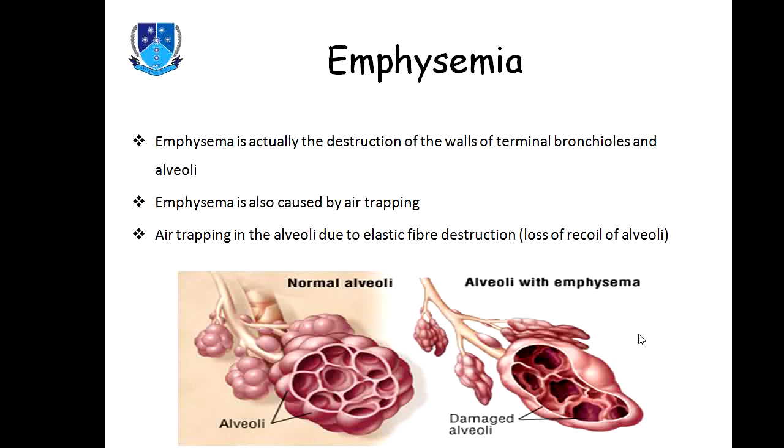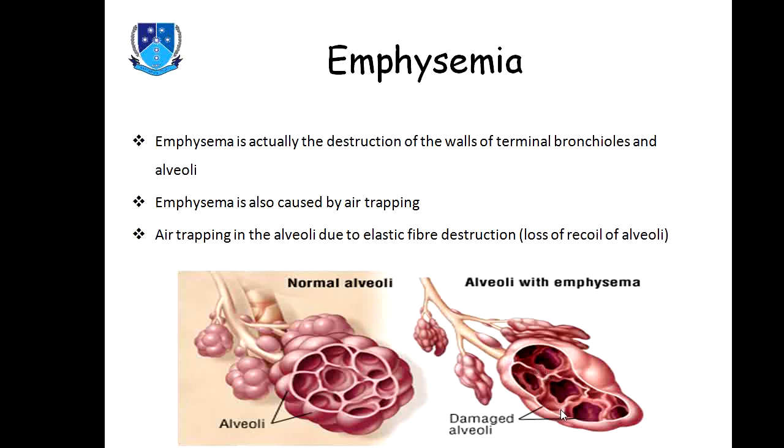Emphysema is actually the destruction of walls of the terminal bronchioles and alveoli. In this, you can see in the diagram that this is an alveolar sac, and this is also an alveolar sac, but of a normal individual, and this is an alveolar sac of the patient having emphysema.